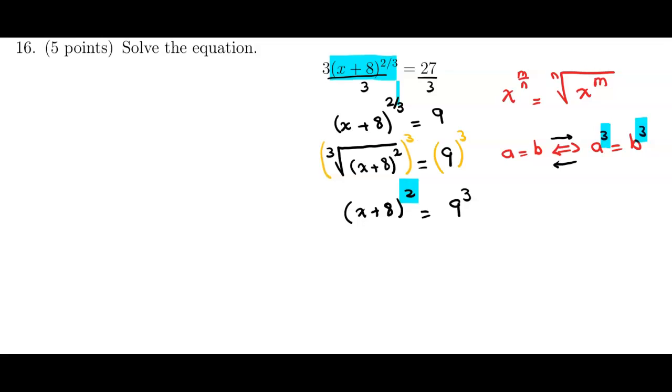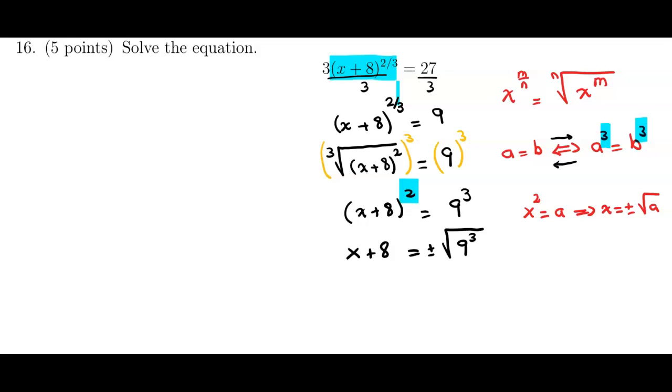Actually, this is the square root property. What is the square root property saying? If I have x squared = a, this implies that x could be equal to plus or minus the square root of a. Here by a, we mean 9 cubed. So by applying the last formula, I can get x + 8 equals plus or minus the square root of 9 cubed.